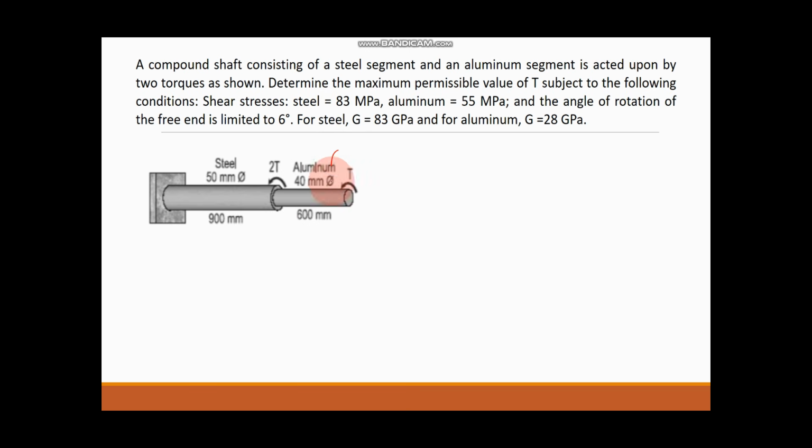So again, we will pass imaginary lines here para makita natin yung mga torque na nag-a-act between each rod. So at this part, there is a torque. So let's say this is TA. Summation of moment is equal to 0. So T is equal to our TA.